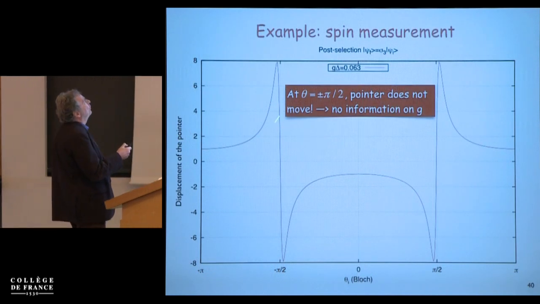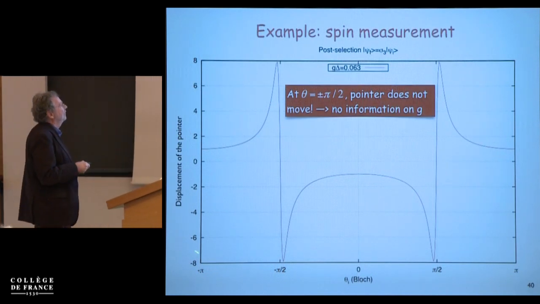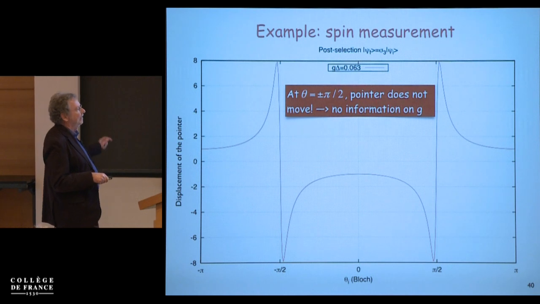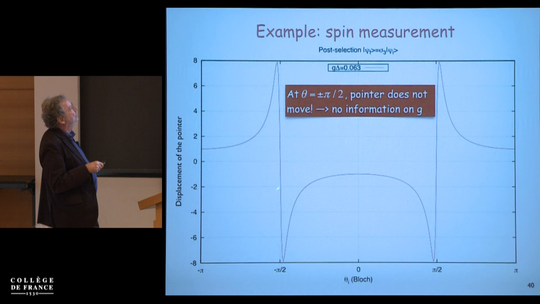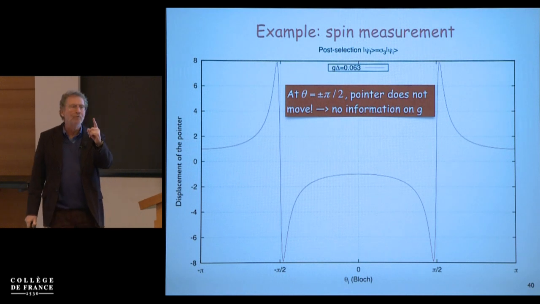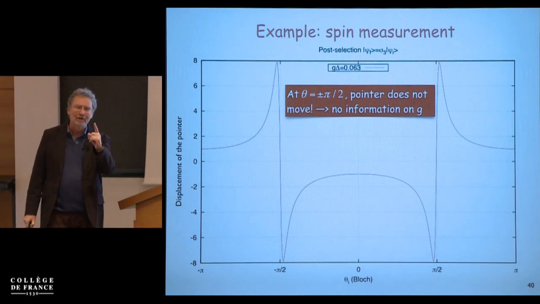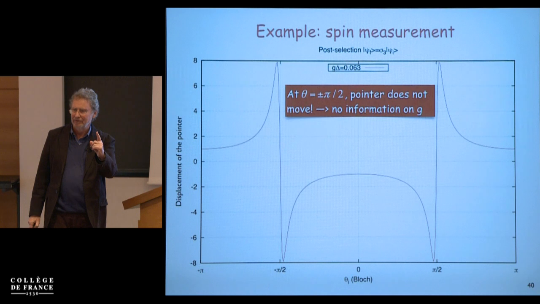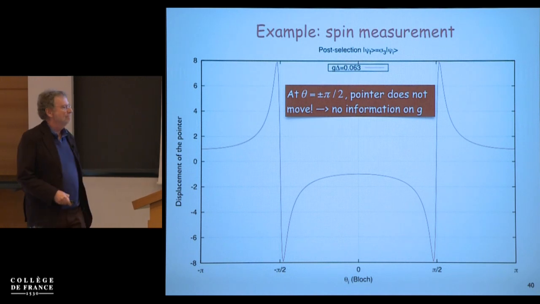This is the motion of the pointer as a function of theta I for that example. You see that when you get to pi over 2 or minus pi over 2, the motion of the pointer is 0, which means that you don't get any information on G by looking at the pointer. The pointer stopped there at the 0 position.